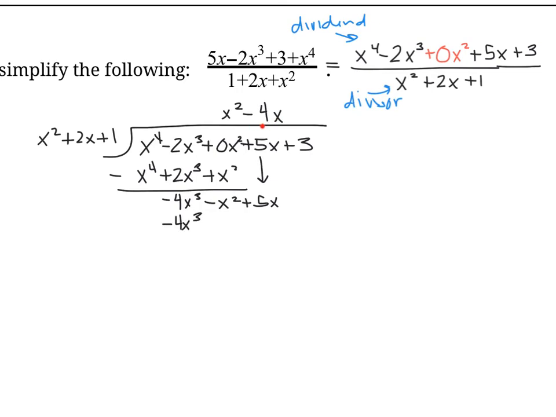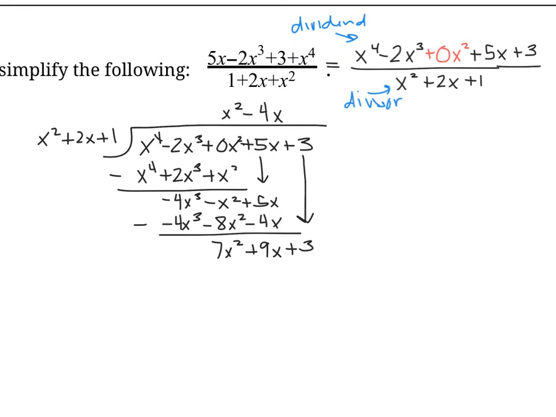And then I've got negative 4x times positive 2x, which is going to give us negative 8x squared. And then I have negative 4x times 1, that's going to make negative 4x. Now that we're ready to subtract, we know that these two terms, when subtracted, are going to make 0. Then we have negative 1x squared minus negative 8x squared, which is going to be negative 1 plus 8, which is going to be 7x squared. And then I've got 5x minus negative 4x, which is going to be plus 9x. And we're going to bring down our 3. So we have a plus 3.